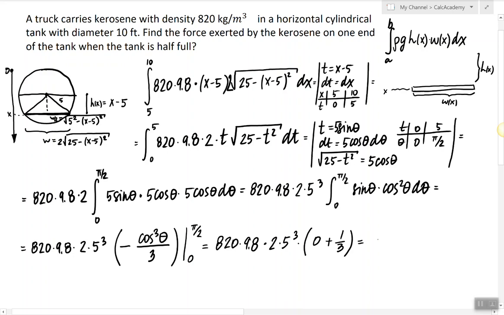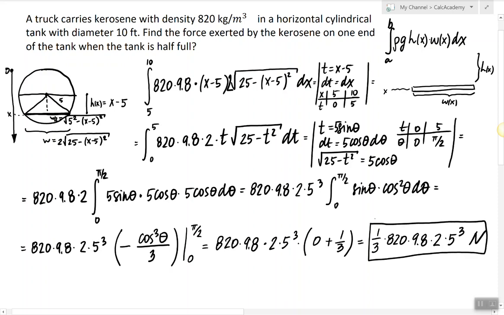So the final answer would be 1/3 times 820 times 9.8 times 2 times 5 cubed newtons. So this is the final answer, which can be easily computed using a calculator.